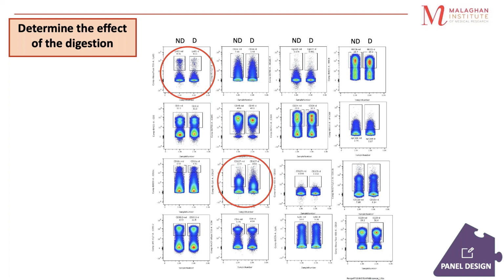That is probably the case for CD127, as there is still a good separation between negative and positive. Or if you will need to change the clone to see if results can be improved.